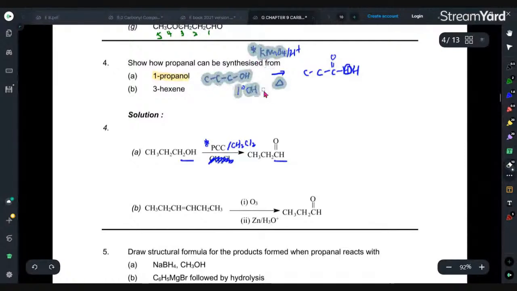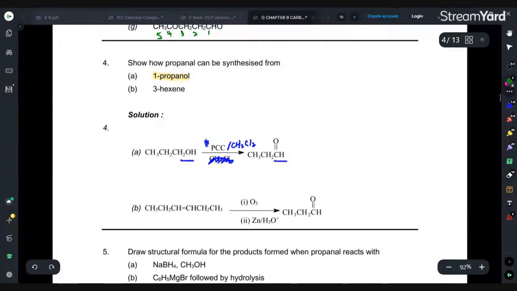Okay, now we move on to B. B is propanal from hexene. Actually, this is also a good question. Propanal with 3 carbons and here with 6 carbons. How can 6 carbons suddenly become 3 carbons? So also notice this. From 3-hexene, you just break the bond and then become double bond O, double bond O. So you will form aldehyde. You will form 2 aldehydes.